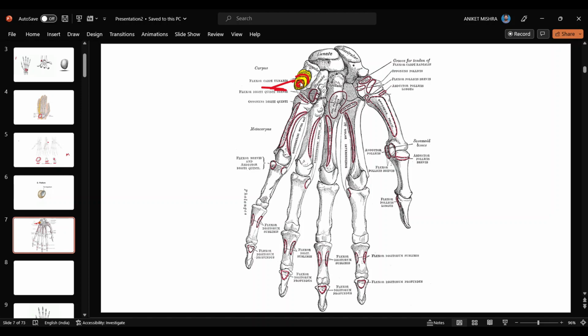When we talk about a clinical condition, the pisotriquetral joint is primarily affected in osteoarthritis of the hand. That's all for the pisiform bone.